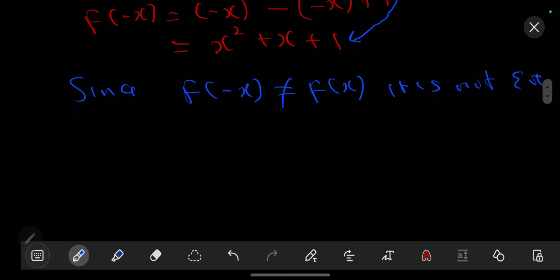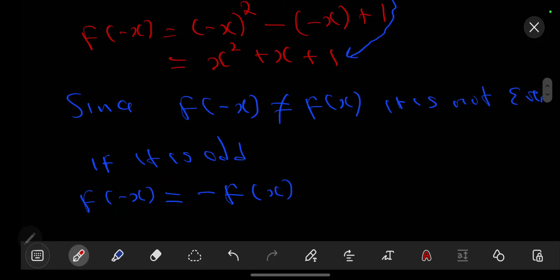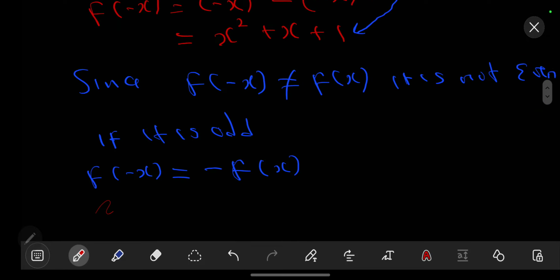So let us also prove for odd. If it is odd, we are able to say the f of negative x should be equal to negative f of x, like that. But from our previous problem, we know that f of negative x should be equal to x squared plus x plus 1. Not to waste time on that one. From this one, we already know what f of negative x is equal to.